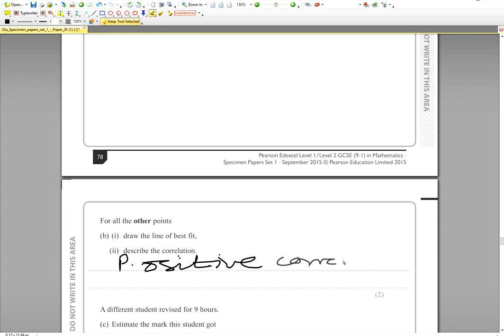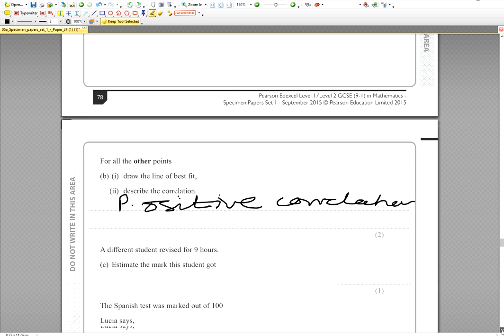Positive correlation. Those two dots are just extra, ignore those places. It's supposed to say positive correlation, please. Again, sorry, it's not looking as good as it should.